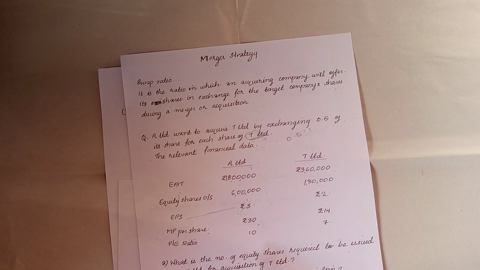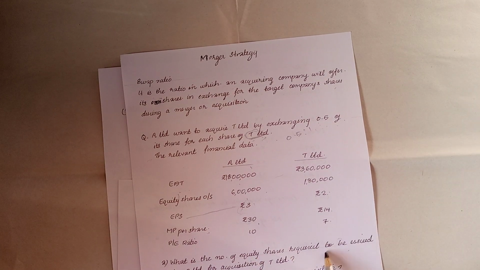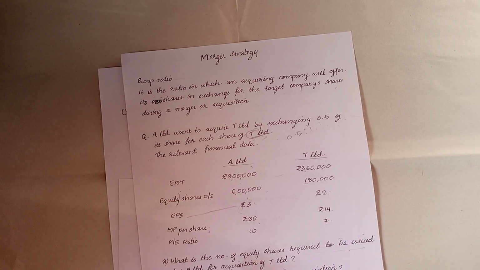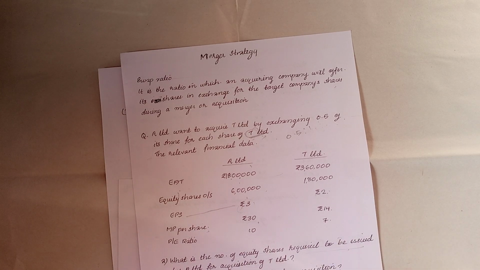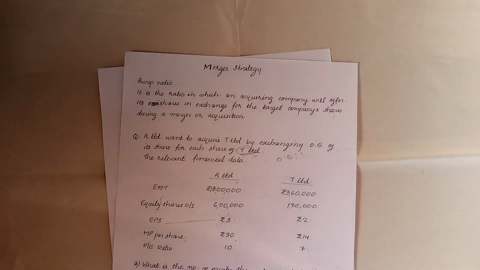So what is the number of equity shares required to be issued by A Limited to T Limited? We already discussed that the acquiring company needs to make a payment in the form of cash or shares. In this question they are making payment in the form of shares. So how can we find this? What is the number of equity shares to be issued?